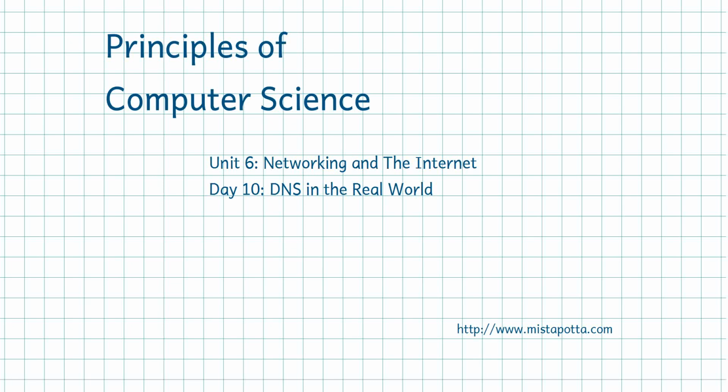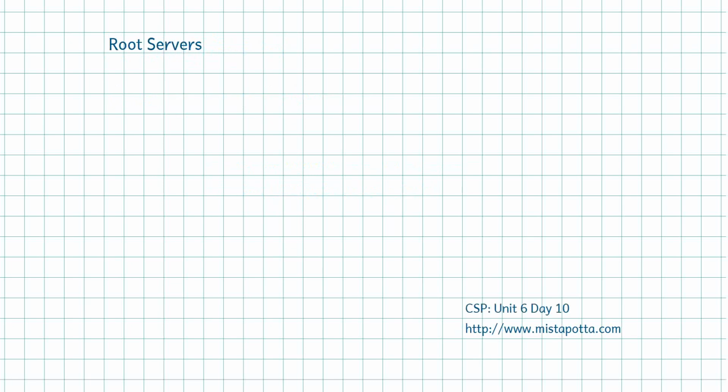So I'm going to start by talking about the idea of root servers. There are 13 root servers out there, and these root servers are actually named A to M. There are 10 of them in the United States, one in the UK, one in Japan, and one in Sweden. These 13 root servers are links to all of the top level domain servers that are out there. So there are 13 root servers, but in reality there are lots of different top level domain servers.